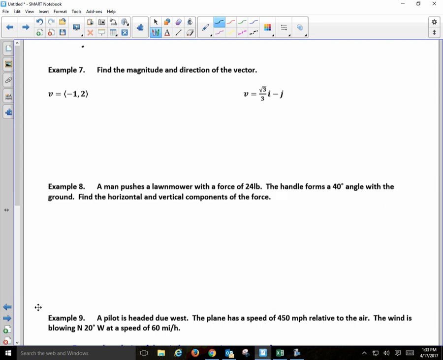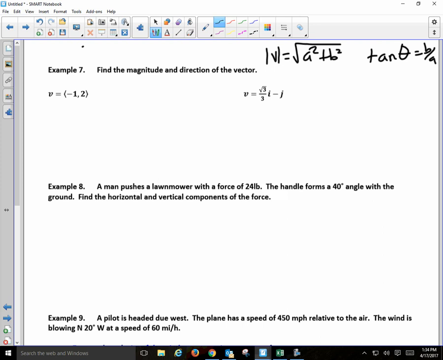Do examples 7 and 8. We'll leave the plane example for later. Find the magnitude and the direction of the vector. Remember, the magnitude of a vector is equal to the square root of a squared plus b squared. But now we also want to find theta. We know the tangent of theta is equal to b divided by a.